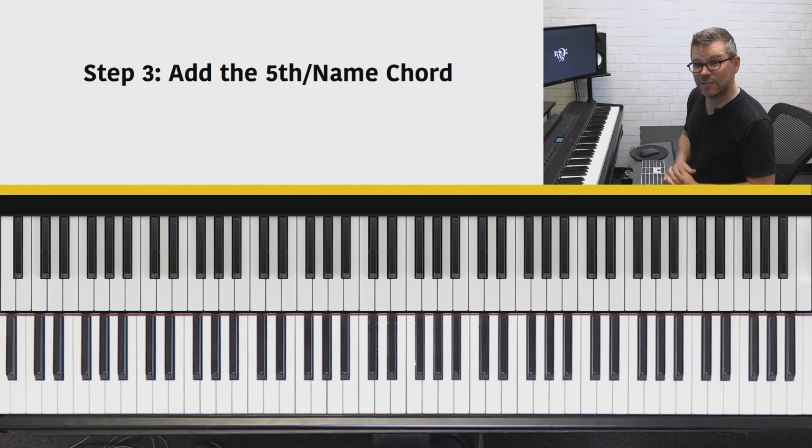Step number 3 is to figure out what the fifth of each chord is. Now most of these chords, because they're triads, are going to have a perfect fifth, but we're just going to go ahead and double check to make sure that that hypothesis is correct. Here we go.